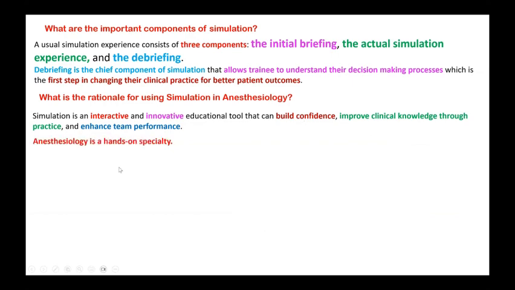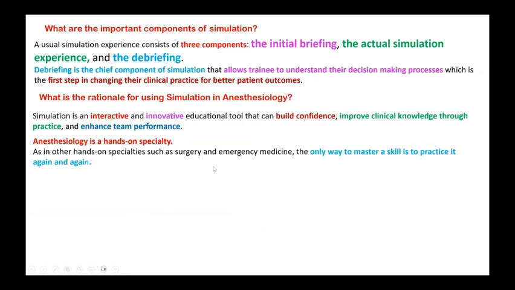And anesthesia is a hands-on specialty. You cannot just read your theory and become a good anesthetist. You should have good skill to do an epidural. You should have a strong non-shaking hand, and you should be able to identify the space correctly without making a dural puncture. All these things are hands-on training, and it's a specialty. The only way to master the skill is to practice it again and again.